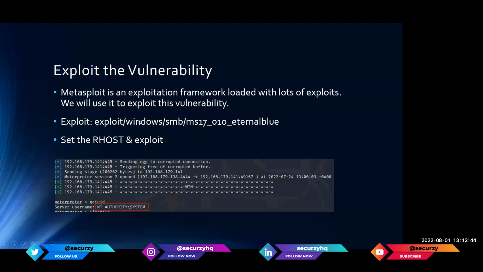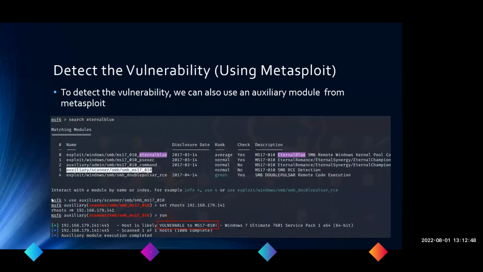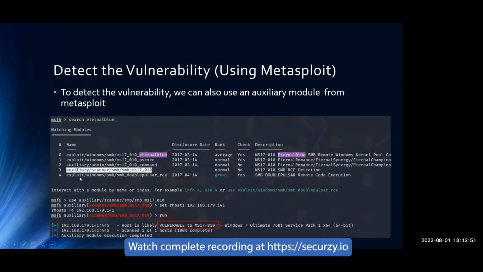Metasploit has an exploit called MS17-010. Look at the previous one, which started with auxiliary. You can see some start with exploit and some start with auxiliary. The ones that start with exploit mean you can gain access to or exploit the system using those modules. But the ones that start with auxiliary are some sort of scanners. You can scan or gather some sort of information about the target using the auxiliary modules.